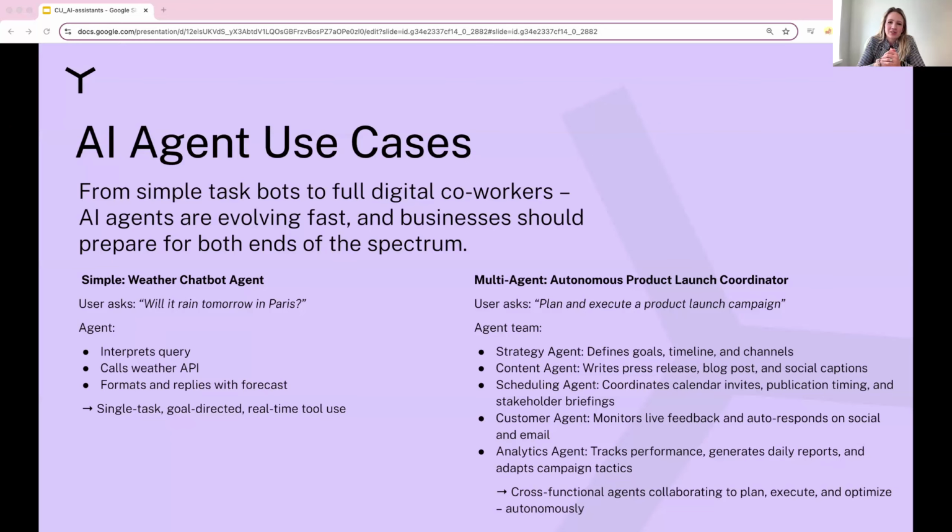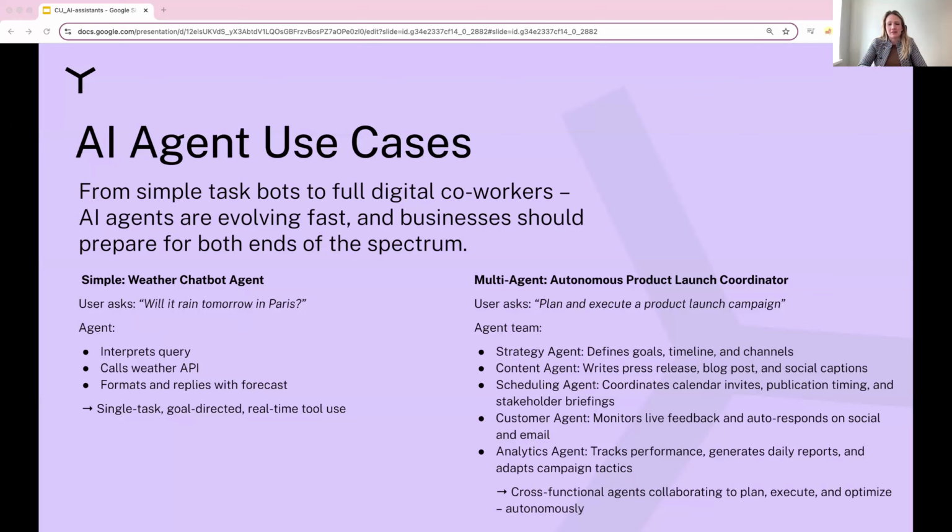But then looking into that multi-agent use case, here I gave an example: I want to plan and execute a product launch campaign. What multi-agent means is that you have several different AI agents acting together with their own roles, and they are also interacting to reach that goal. So basically, your agent team is quite close to a person team in this context. You could have a strategy agent defining goals, timeline, and channels, and a content agent, scheduling agent, customer agent, analytics agent. So really this cross-functional agent team collaborating, planning, executing, and optimizing autonomously.